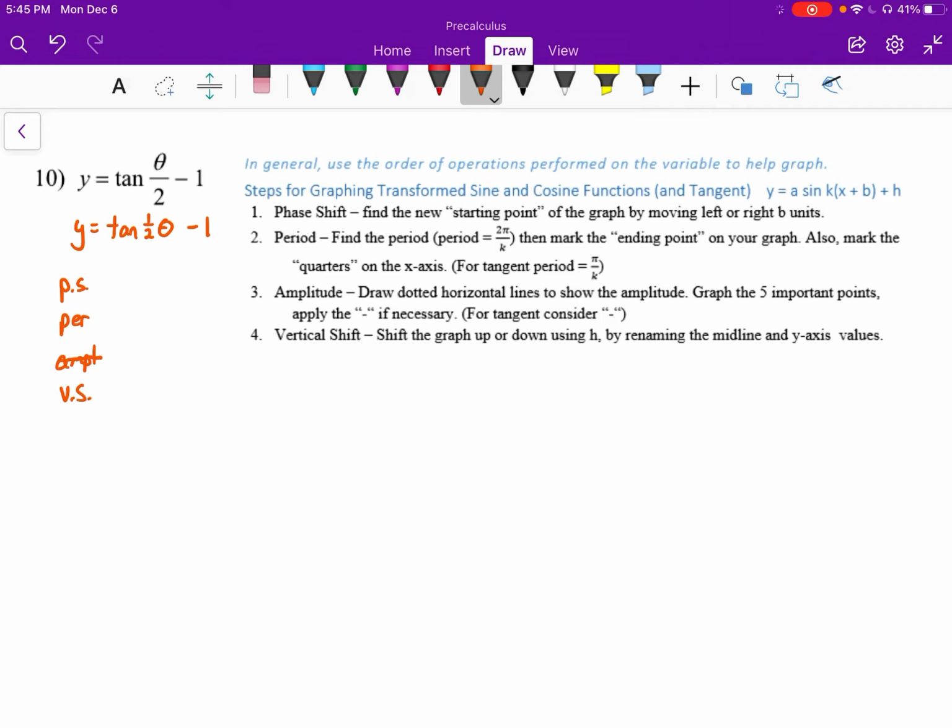So first thing we do is phase shift. Phase shift is what's added to theta or subtracted to theta. So here's our theta. What's added or subtracted? Well, nothing's added or subtracted from theta. This -1 would have to be inside parentheses in order for it to be that way, but it is not. So there is no phase shift.